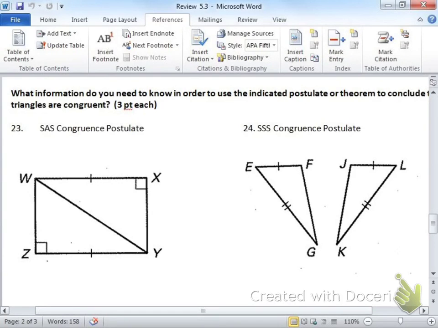So I want to use side, angle, side. So I have side. I have another side, right? And I have another angle. So right now I have A, S, S. That's not good, right? What I actually want, instead of these right angles, is the angle that's in between the two sides. So what angle would that be? What angles would I need to have?